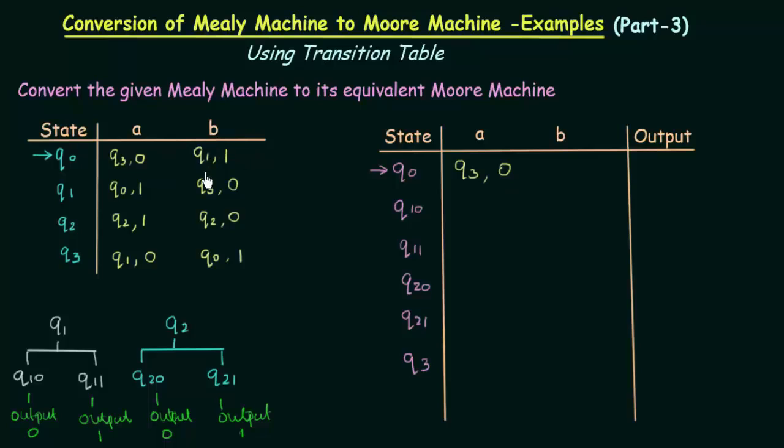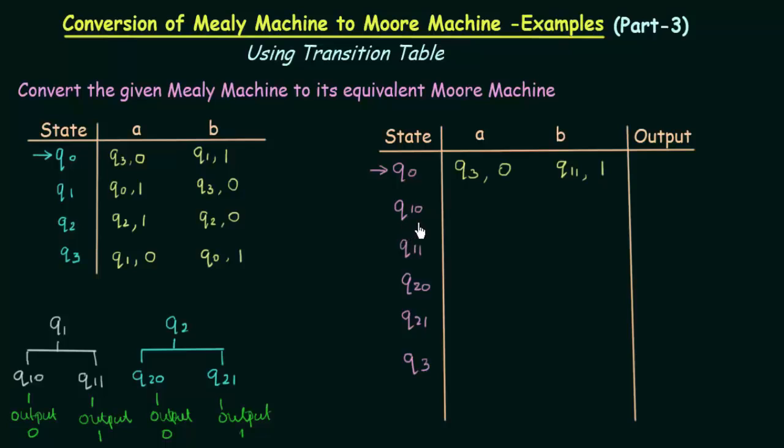And on input B it goes to Q1 giving output 1. But we see that Q1 was split into two different states, and now I need the Q1 that gives output 1. So the Q1 which gives output 1 is now Q11. We already said this is the one that will be used for output 1. So instead of Q1 I will use Q11, and the output it gives is 1.